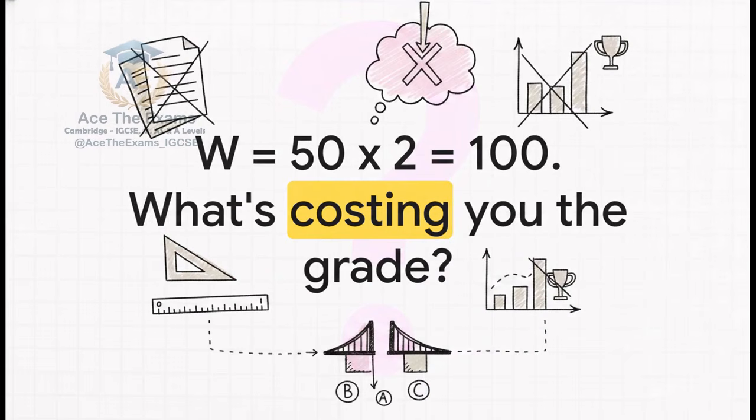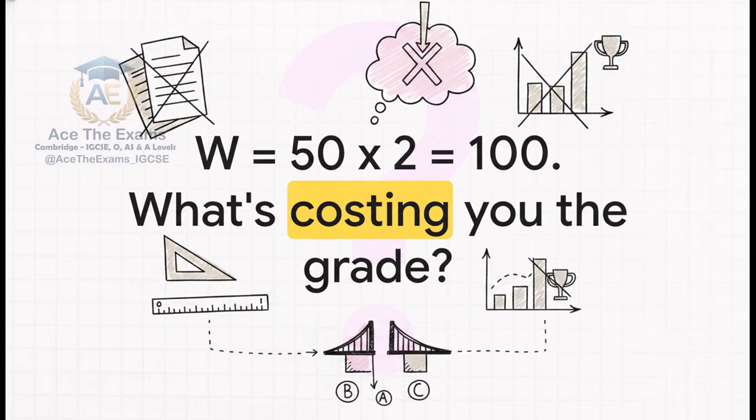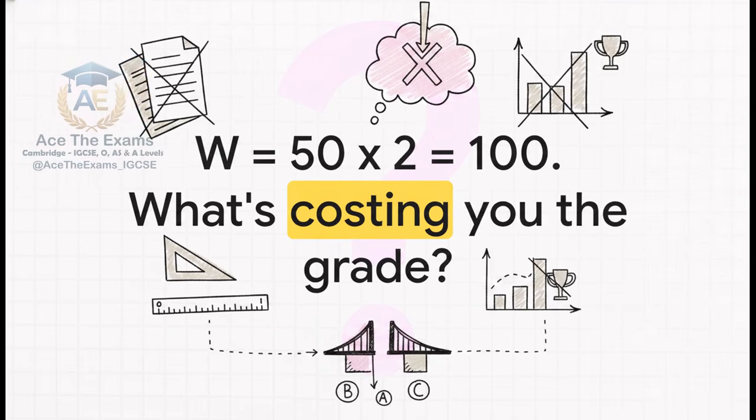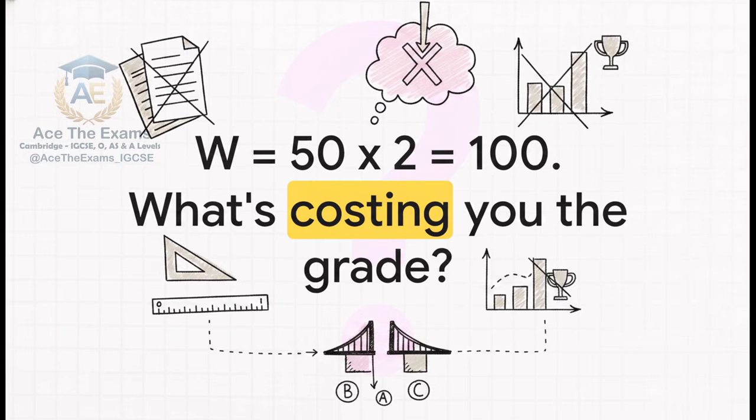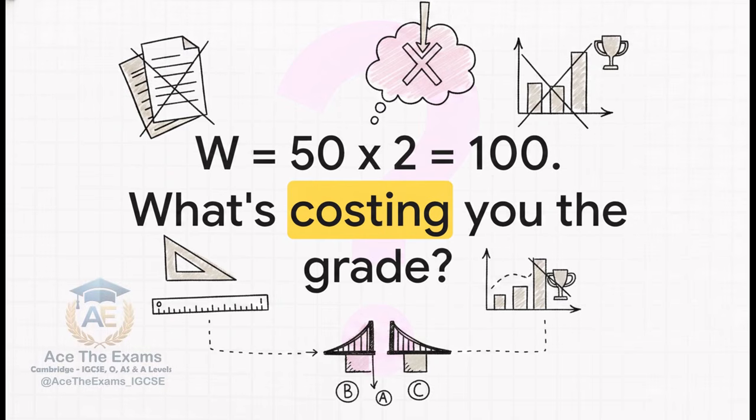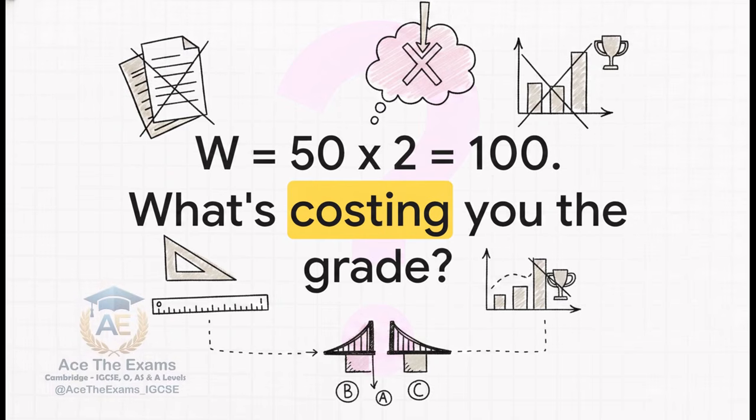Okay, let's dive into this. Take a close look at this calculation. Work equals 50 times 2 equals 100. I mean, it looks mathematically correct, right? Well, in a Cambridge physics exam, writing this down is a painful learner mistake that will actively cost you your grade boundary. You might fundamentally know the physics, but right here, you are failing the exam technique.